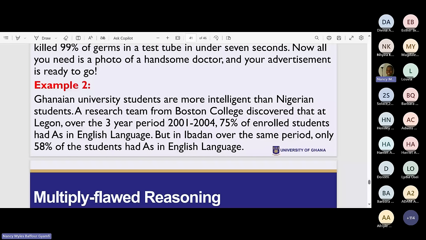they discovered that what? Between 2001 and 2004, three years, they are using it to represent the whole university's work. The University of Ghana celebrated its 70th anniversary or so last year. Listen, they use three years of research to represent everything, but that is not even the headache. Watch. What did the research seek to do? To check how many got A in English language.